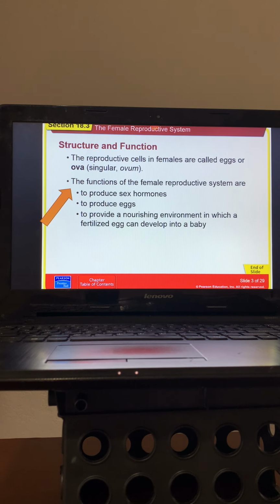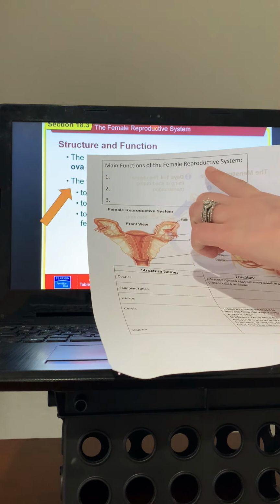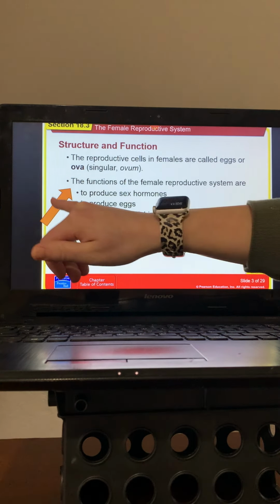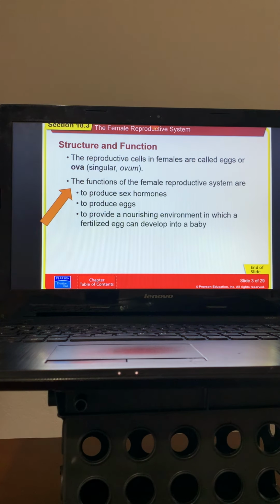So first part in your notes, it says the main functions of the female reproductive system, and there are 3 things. So right here next to this arrow are 3 main functions of the female reproductive system. At any point throughout this video, if you need to take your notes, you can hit pause and fill in what you need to fill in, and then continue going, because I'll probably move a little bit too quick for you to write and watch. So feel free to pause it at any point. So there are 3 functions of the female reproductive system.